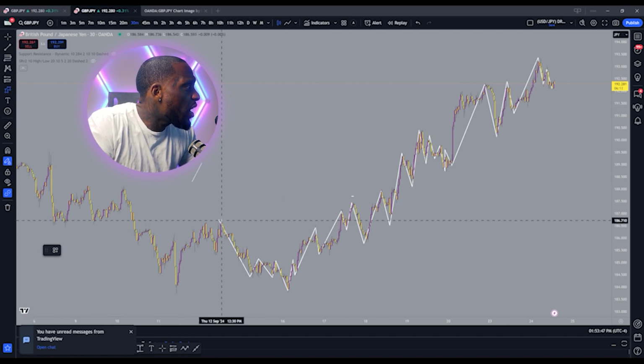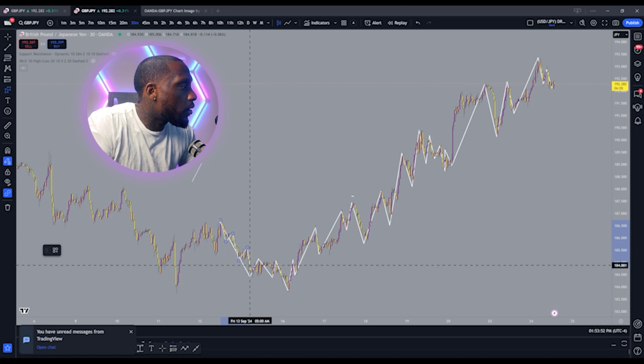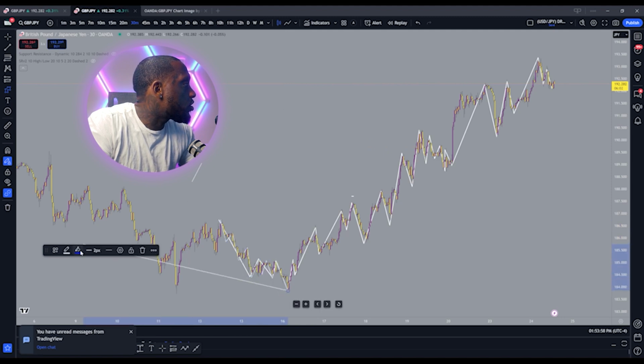So again, right here, we're gonna jump back, pull back, jump back, pull back. Right now I'm doing it in white, but if you give me a second, I'm gonna change the color so that way we can understand it. Let's change this to black.